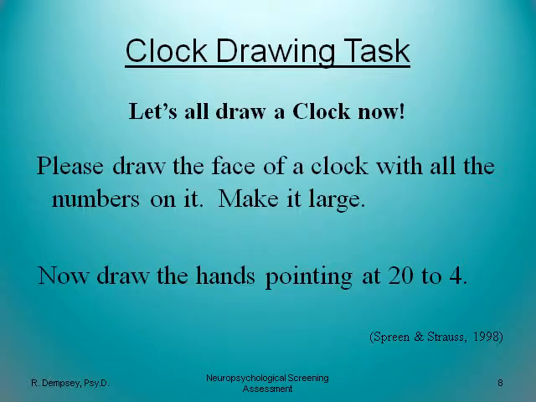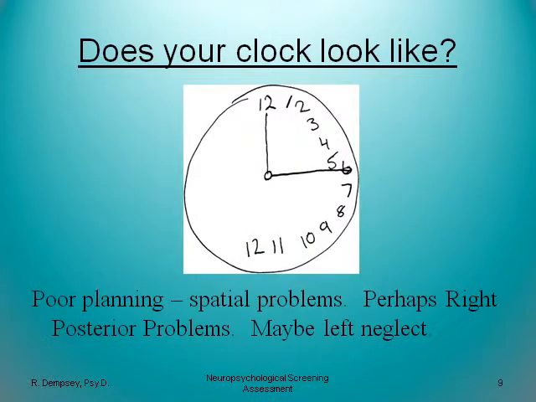It's not a quantitative finding, but it is a qualitative finding. Hey, did your clock look like this? That could mean that you have some spatial problems, perhaps a right posterior lesion. It might also mean that you have neglect, because you can't see this side. All right? Because a person with a lesion in the right posterior would draw a clock like that.